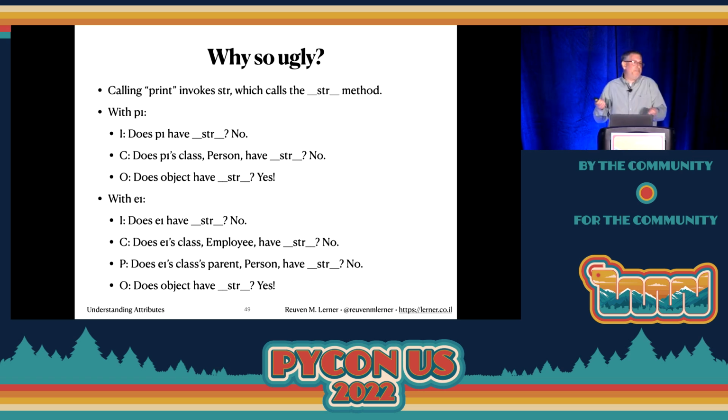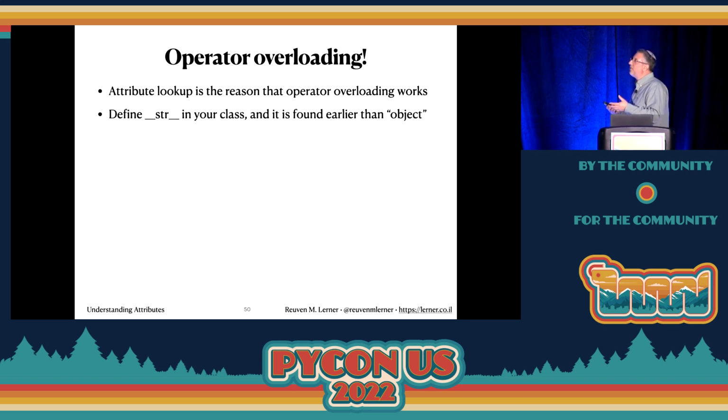And with E1, it's basically the same thing, just with an added step. Does E1 have dunder str? No. Does E1's class employee have dunder str? No. Does E1's class's parent person have dunder str? No. Does object have it? Yes. We get it. All good. This is how we can do operator overloading, attribute lookup. If you define dunder str in your class, you're basically stopping the search at an earlier stage, and thus you never get to dunder str in object.